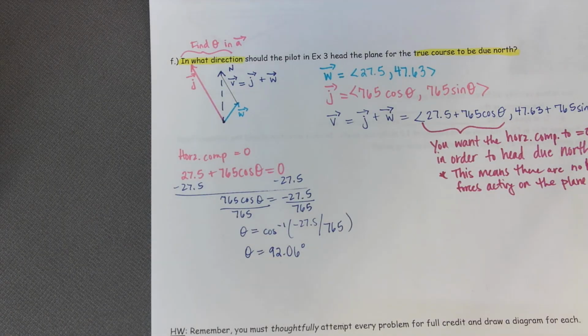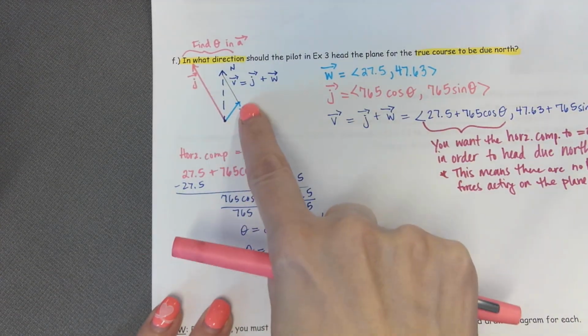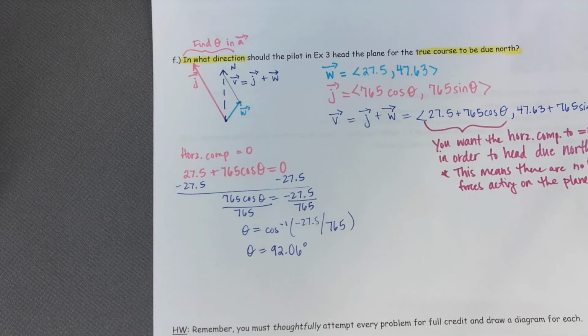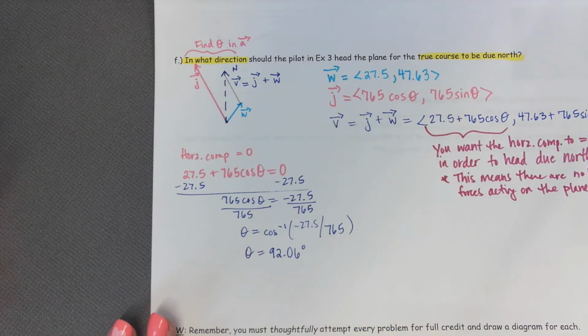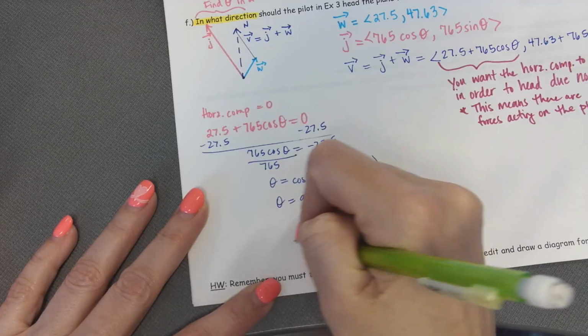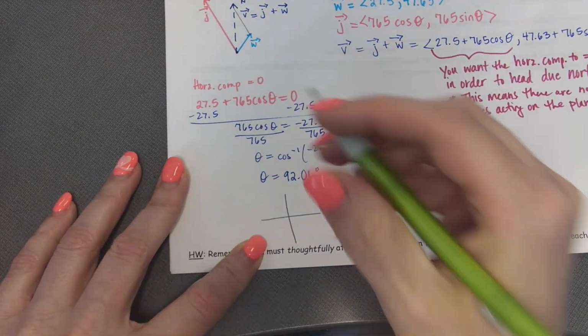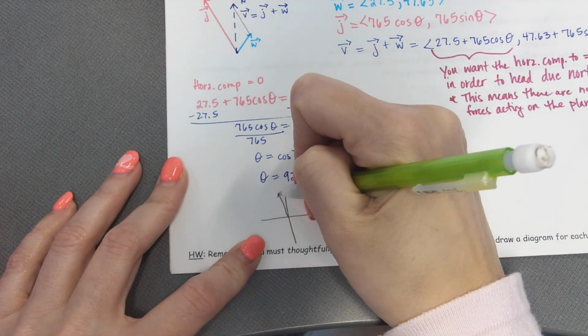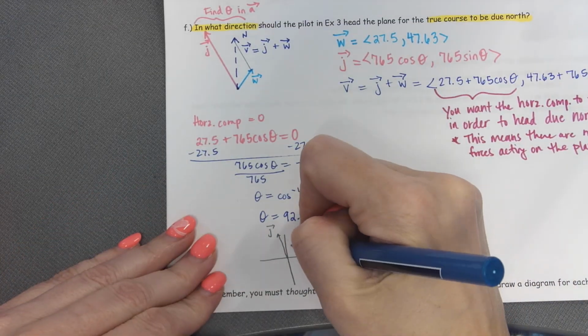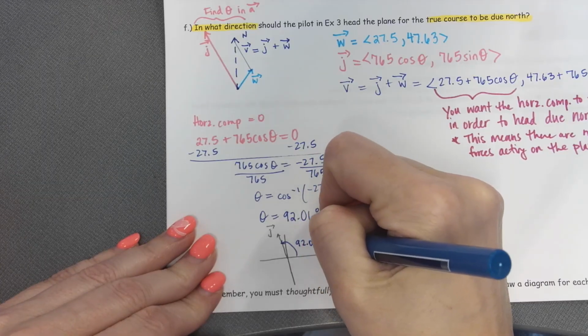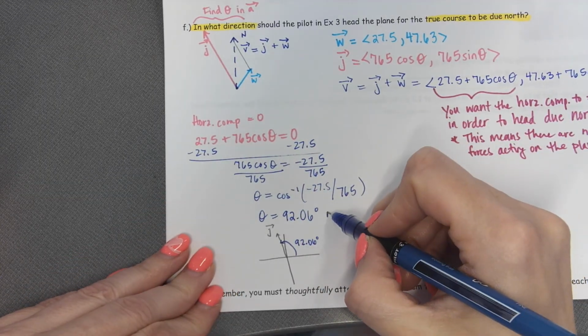Now, remember how the jet was 765? So really, this compared to the wind would be a lot different, but you can still see what direction it's going in. Ours just is not very accurate, but it is going to be going in this northwest direction. So sometimes I just like to draw a picture so you can see what's happening. If you get 92.06, you are finding that this is your jet here. This entire angle is 92.06. It's your north of east, right?